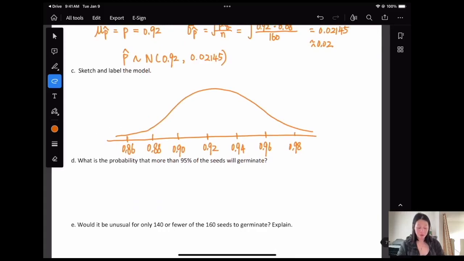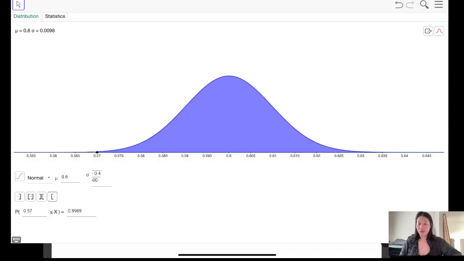And now, what is the probability that more than 95% of seeds will germinate? So the probability that the sample proportion is greater than 0.95 equals, now look at the graph that we have. This should be our 0.95, so it should be this area, which is after the first standard deviation, and we can use our GeoGebra to calculate that.